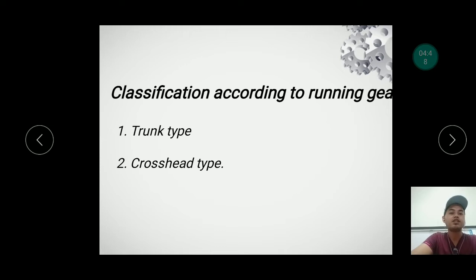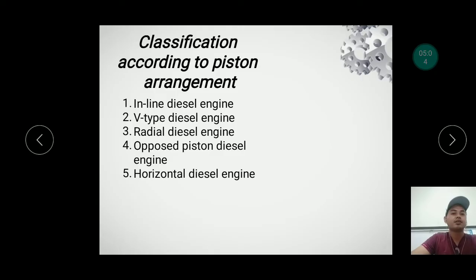Okay, the classification according to running gear. We have 2 types: the trunk type and the crosshead type. Usually the trunk type is for 4-stroke diesel engines, while the crosshead type is for 2-stroke diesel engines. Next, classification according to piston arrangement.